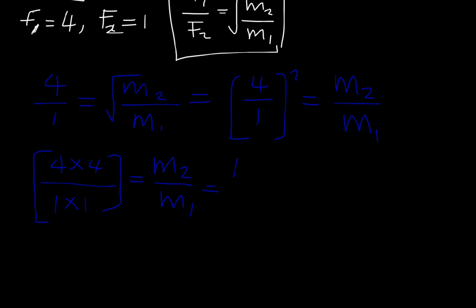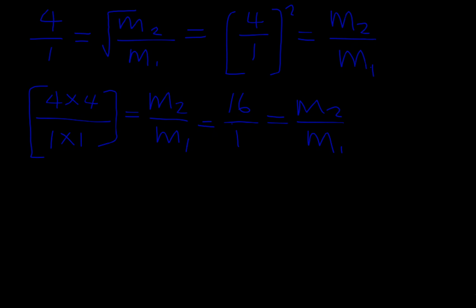And so 4 times 4 would give us 16, 1 times 1 would give us 1, and so M2 over M1. And if we want to arrange this now, so the ratio of the second mass to the first mass is 16:1, or better still, this will be rearranged as, we'll bring our M1 to the top over our M2 still be at the bottom, and this would be 1 over 16, and our final answer will be 1:16 as the ratio of the first mass to the second mass.